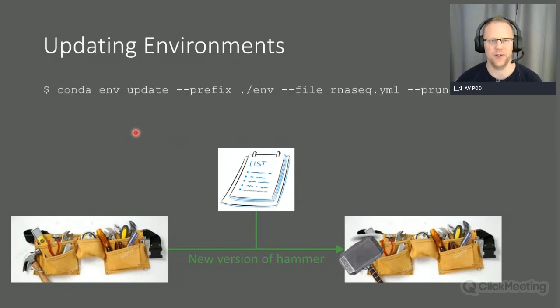The command that you use for this is conda env update, and again, we provide it with a prefix to say where that conda environment will reside. We point to the YAML environment file where we've changed the version of the tool, and we use this prune. That means that if the new version of the tool no longer has a dependency on a tool that it previously had a dependency on, it will remove those out of the environment, making sure that it remains clean and as lean as possible.